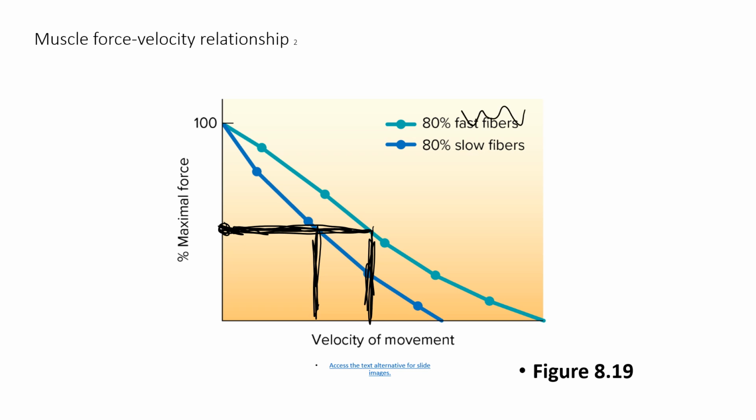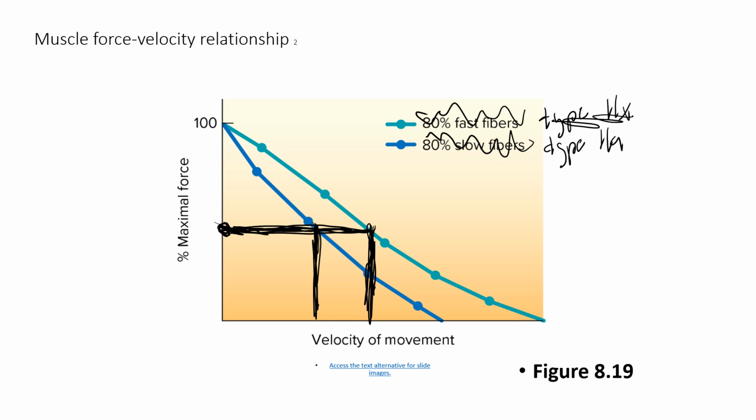Over here, again, would be type 2x. Over here would be type 2a. Okay? If you're both producing the exact same amount of force to move a 150-pound human being, at that exact same amount of force to move 150 pounds, the person with mostly type 2x would be able to shorten your muscle fibers at a faster velocity than the person with type 2a, your clone.